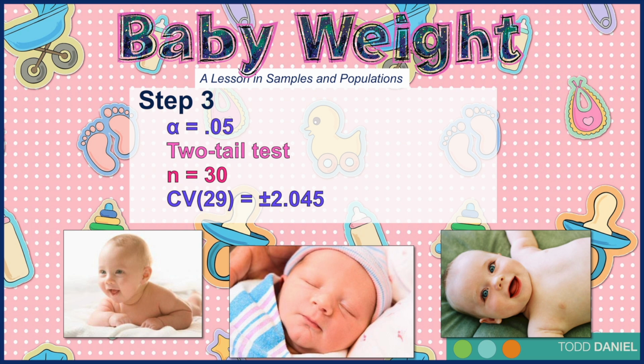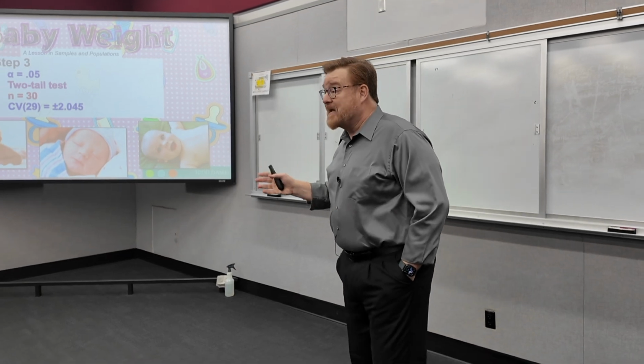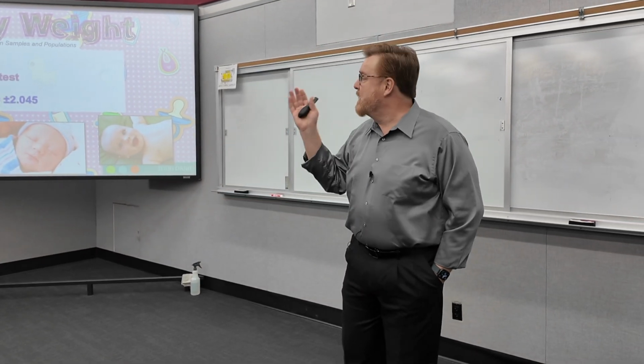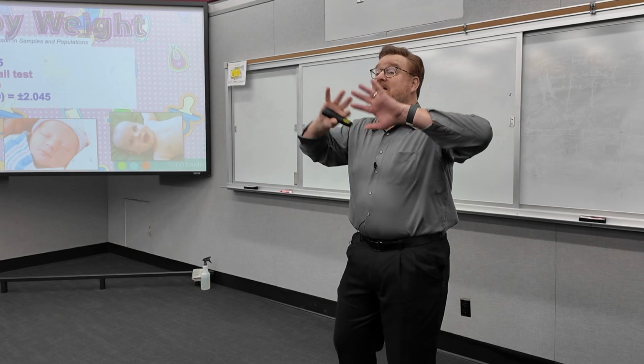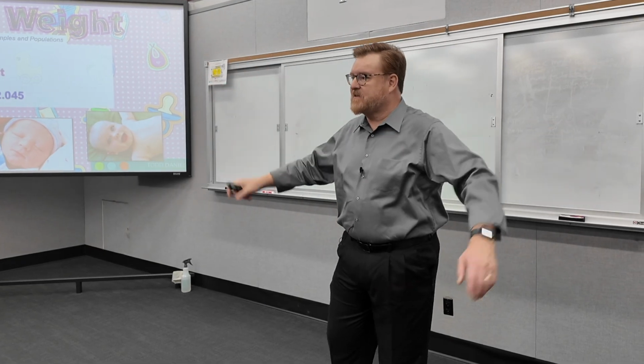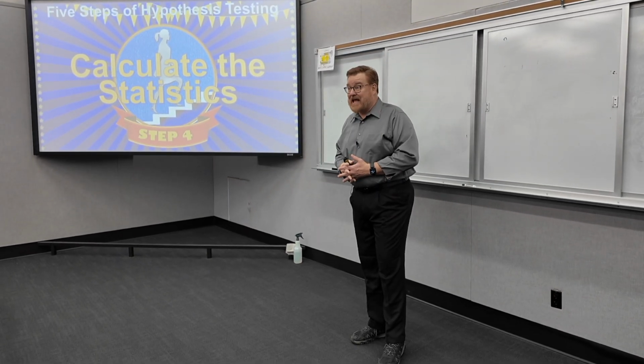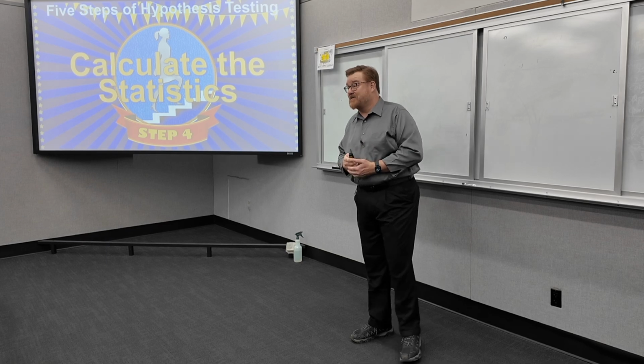If we get a t-test value from our test that we're about to run that exceeds, is over the fence of 2.045, it is different. It is outside of that range, statistically significantly different. And now we get to have fun. Step 4, calculate the statistics.